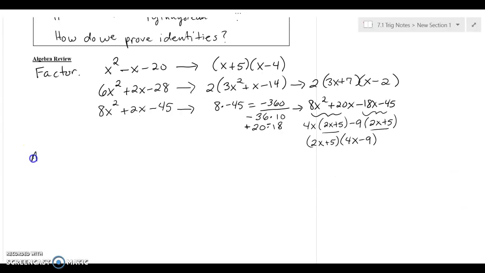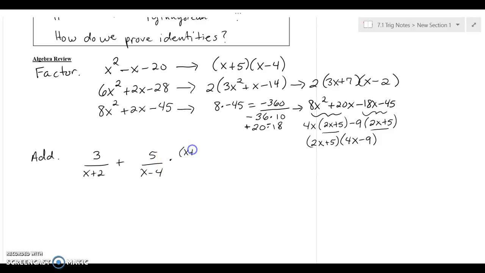What if we wanted to add fractions? So 3 over x plus 2 plus 5 over x minus 4. The first thing you need to do is find a common denominator. So again, try this problem on your own and then see if you can get the answer. So pause the video.